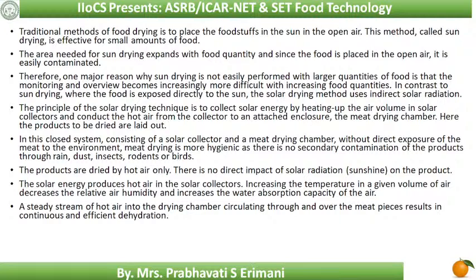In contrast to sun drying, where the food is exposed directly to the sun, the solar drying method uses indirect solar radiation. In the case of sun drying, direct sunlight is used, but in the case of solar drying, indirect solar radiation is used. The principle of the solar drying technique is to collect solar energy by heating up the air volume in the solar collectors and conduct the hot air from the collector to an attached enclosure, for example, the meat drying chamber.